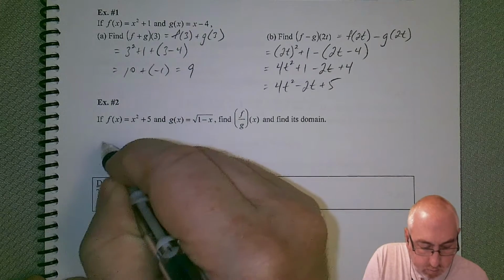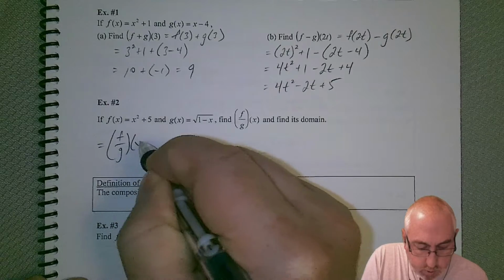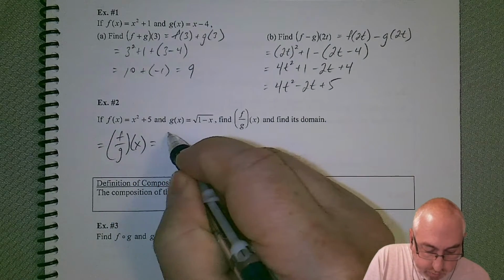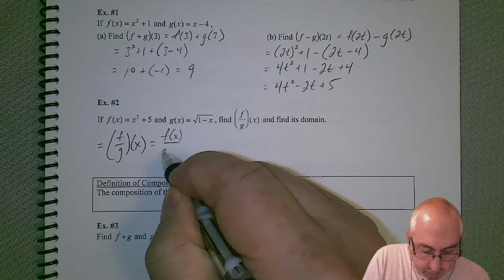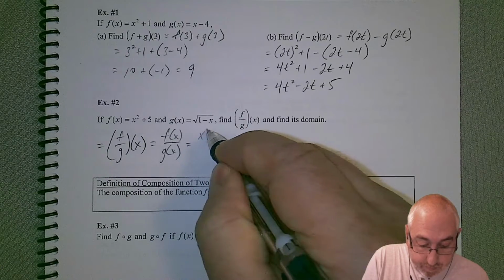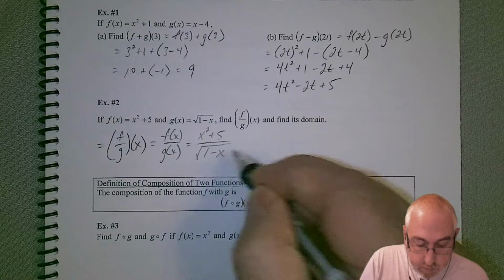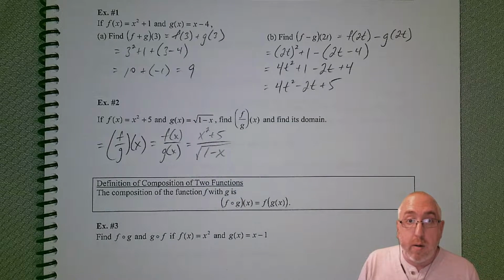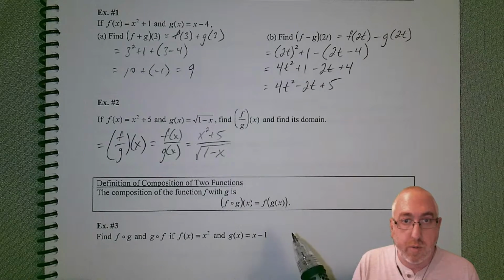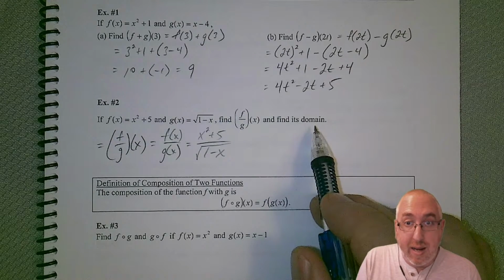All right, so we know that f over g of x is equal to f of x over g of x. So we can just plug and chug, although there's not much to chug here. So there's our division, our quotient function. Now the big question, what is the domain?